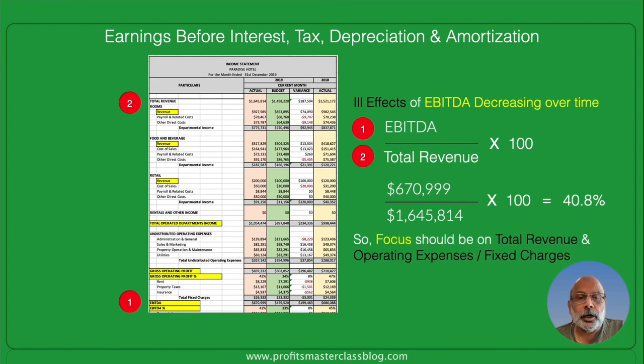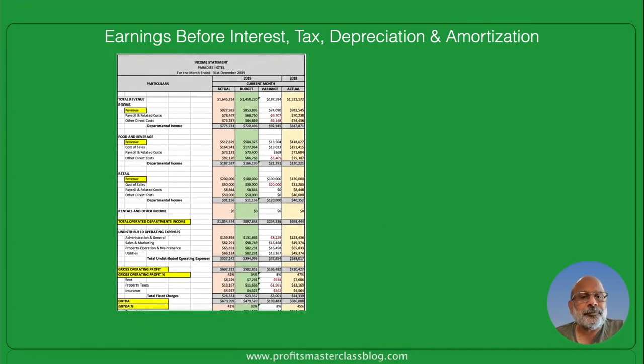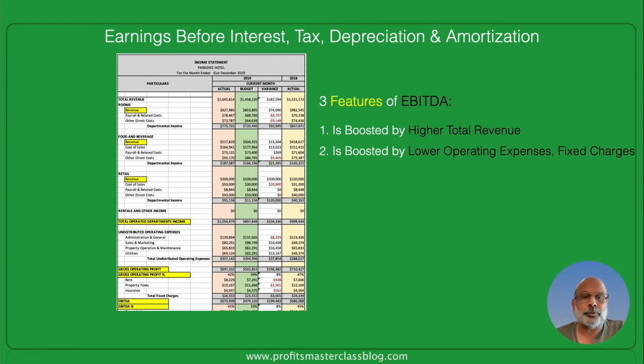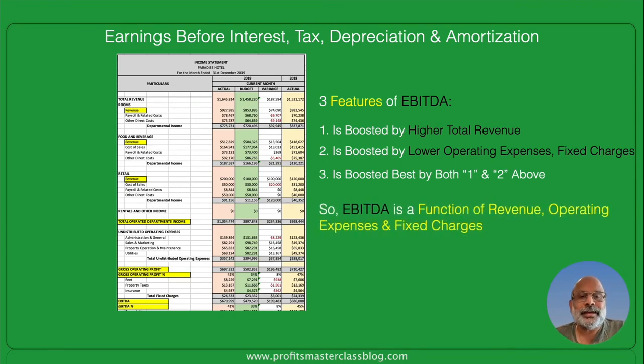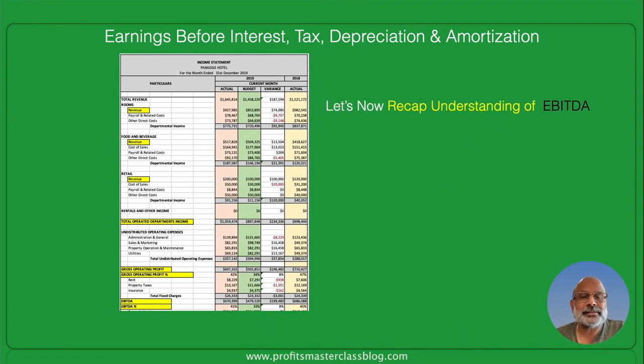Now, what should the focus be? Well, the focus should be on total revenue on one side and operating expenses and fixed charges on the other. Now, what are some features of EBITDA? There are 3 features of EBITDA. Number 1, it is boosted by higher total revenue. So obviously you must earn more total revenue. And it's boosted by lower operating expenses and fixed charges. But generally, it is boosted by a combination of higher total revenue and lower operating expenses and fixed charges. So you could say EBITDA is a function of revenue on the one hand and operating expenses and fixed charges on the other hand.